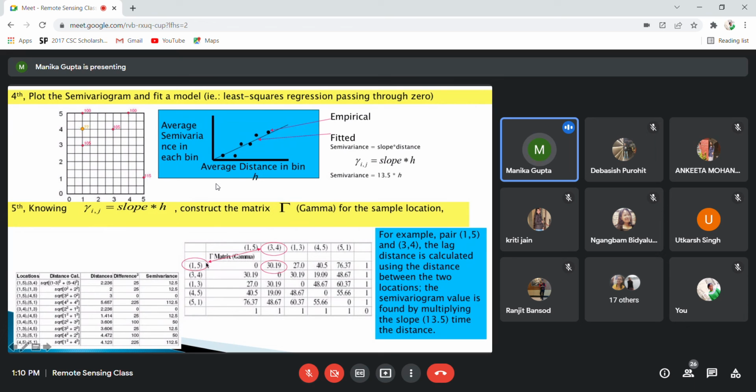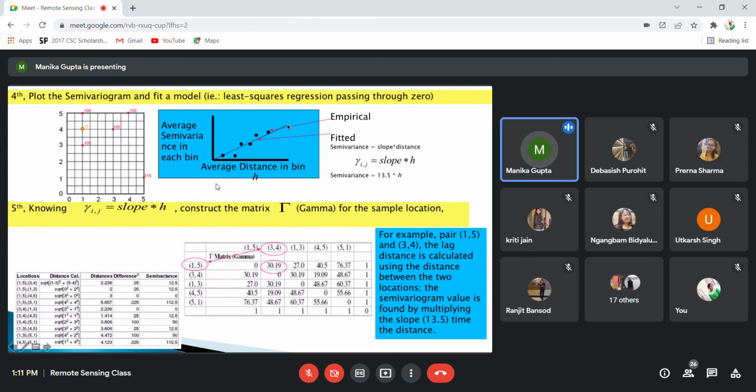If you look at point 1, your distance is 0, so the gamma value is 0. The distance between 3, 4 and 1, 5 is 2.236. If you multiply 2.236 with 13.5, you will get a value of 30.19. So you create this gamma matrix for all the values here. Everyone understands what we are doing here?